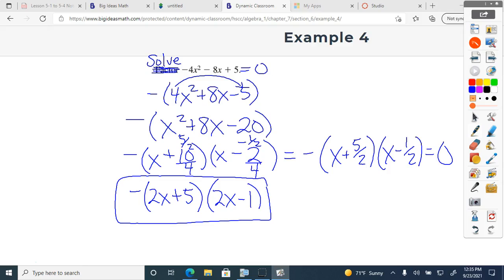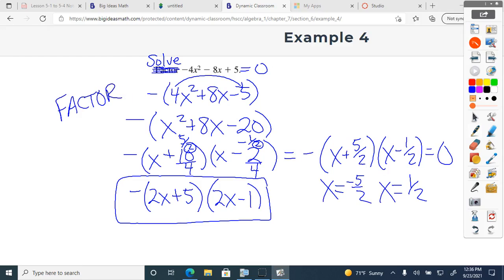Because what would this x need to equal for it to equal 0? The opposite of 5 over 2, which is negative 5 over 2. This one's going to be positive 1/2. So, in conclusion, you only have to move your denominators if you're saying factor, okay? If it says solve, don't worry about moving them, okay? It's going to take care of itself.